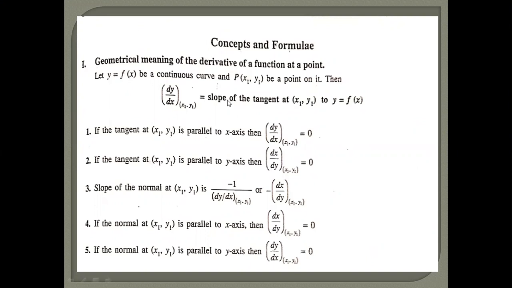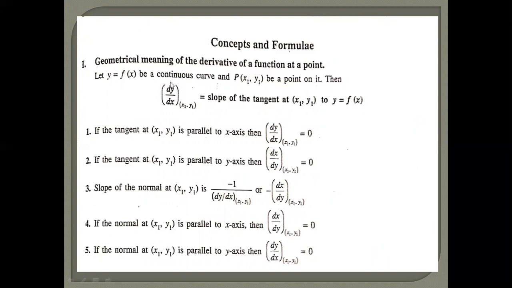Slope of the tangent. You know that slope of the tangent is denoted by dy by dx. The dy by dx is nothing but the rate of change of the function y with respect to x, that is known as dy by dx. We call it as slope of the tangent of the curve y is equal to f of x.